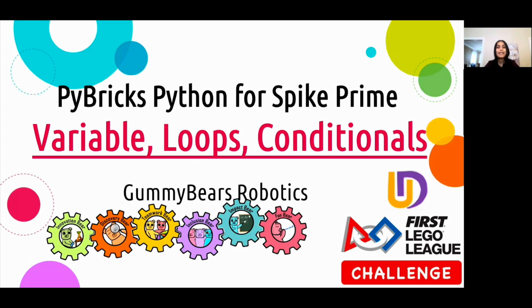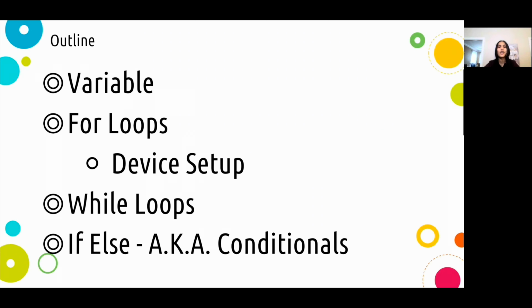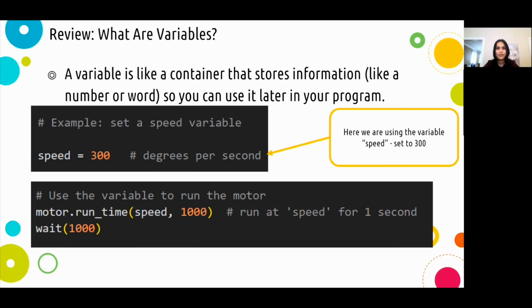With that, let's take a quick look at what we'll be covering today. In this session, we're going to focus on four major components: variables, for loops, while loops, and conditionals. We'll first review what each concept is individually, then we'll combine them into real robot examples. By the end, you'll see how these ideas work together to create structured and intelligent robot behavior. Let's start with a quick refresh on variables.